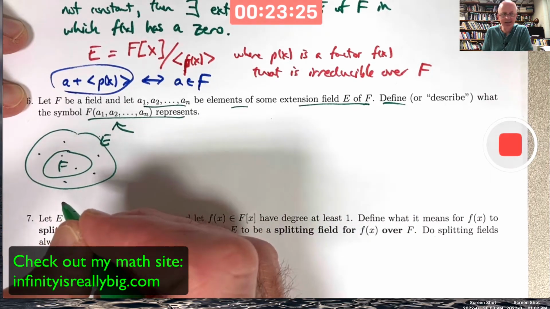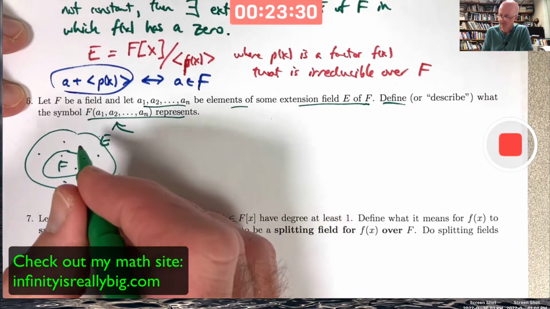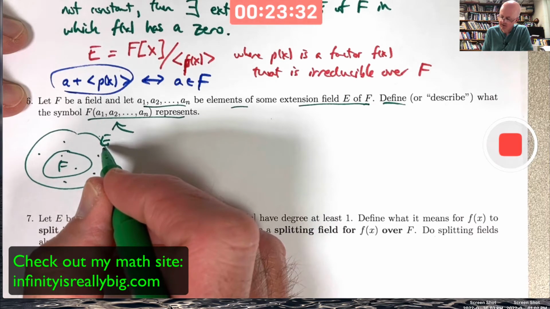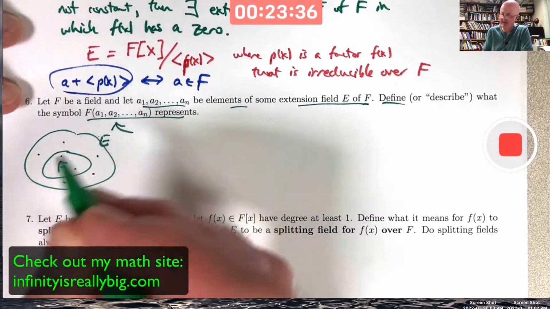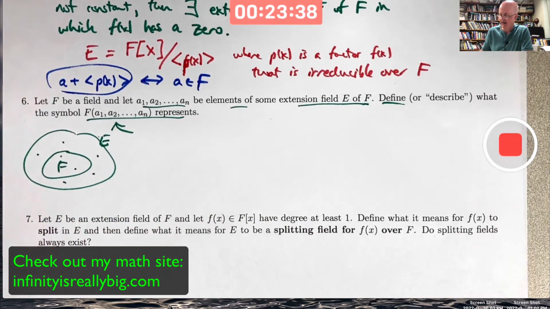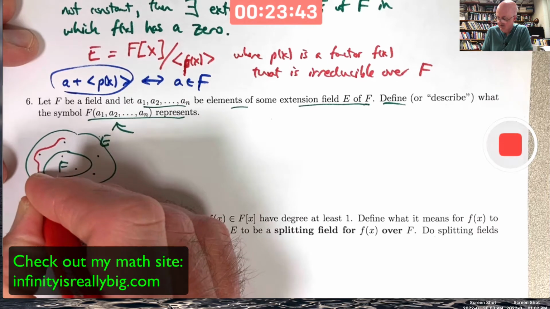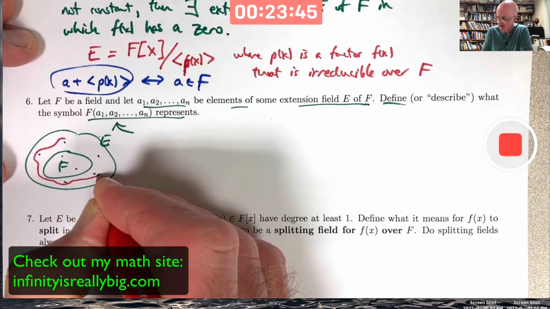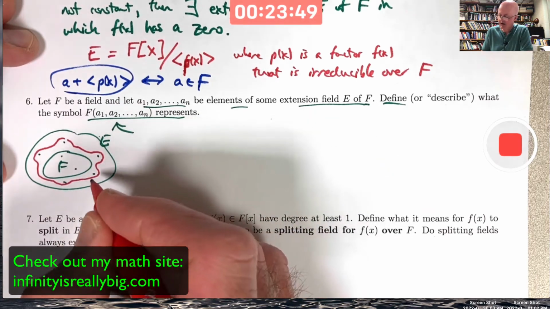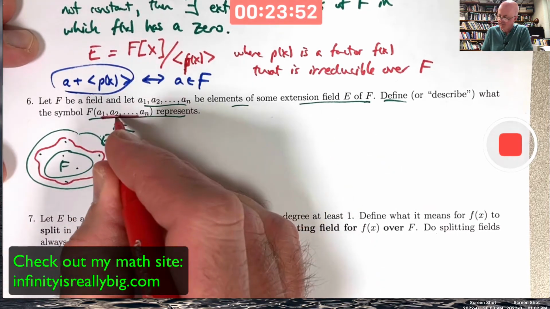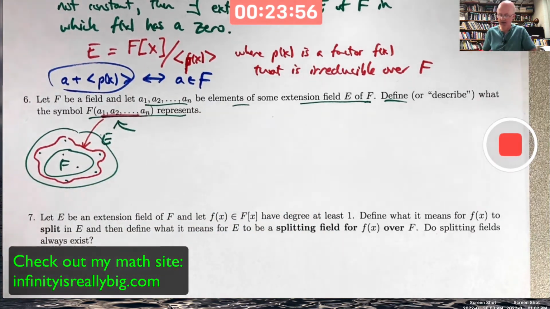There are the a's. What does this symbol represent? This is a standard symbol to represent the smallest subfield of E containing all of F and also containing all these elements a1 through an. Now I'm kind of going to draw it, but you've got to take the drawing with a grain of salt. Don't take it too literally. I'm just trying to draw it in such a way that helps you understand the definition, you might say.